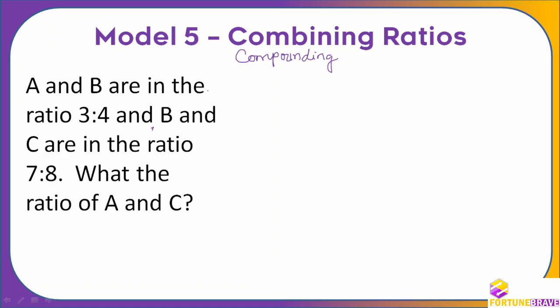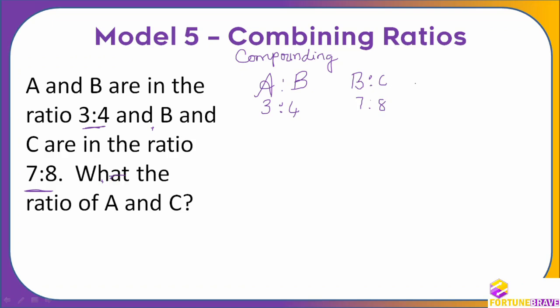Okay, till now we have dealt with only cases where there is no combination required, no compounding required. Everything was given. Now we'll see this question. A and B are in the ratio 3:4 and B and C are in the ratio 7:8. What is the ratio of A and C? So this is a concept question. So we'll try to understand what they have given here. They have given here A is to B is 3:4 and B is to C is 7:8.